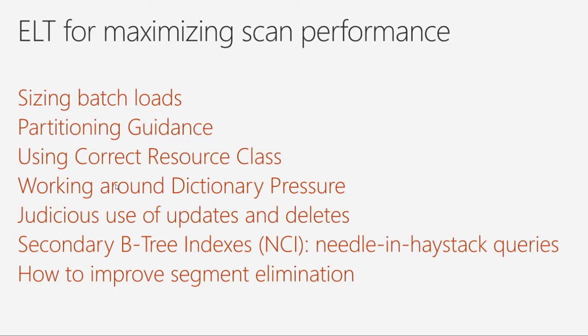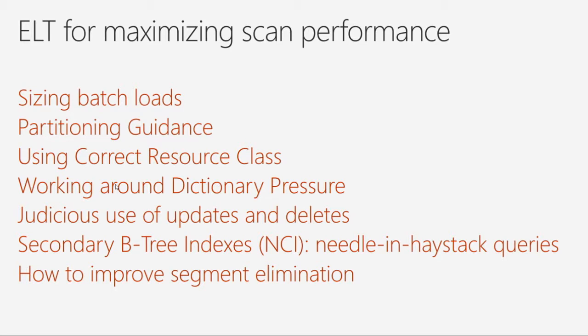So number 1, size your batch loads correctly. We have talked about this in a fair bit of depth, but this is of utmost importance. Partitioning guidance, again, we've talked about it quite a bit, so you need to be careful how you implement partitioning in SQL Data Warehouse. Number 3, using the correct resource class. This is very important for making sure you don't run into memory pressure, because the amount of resources that are available to your loading thread in SQL Data Warehouse depends on the resource class that the user is part of, okay? Number 4, if you do run into dictionary pressure, what can you do to your schema?